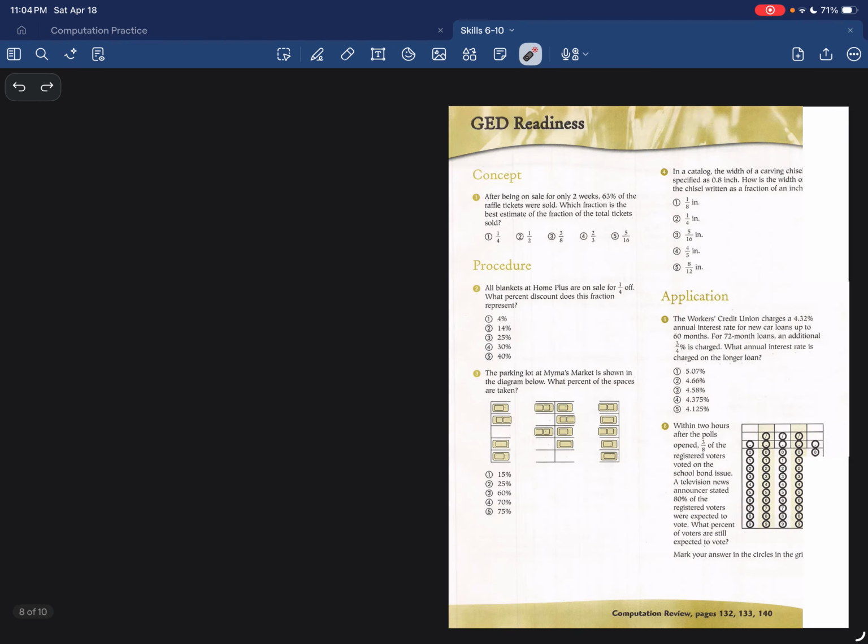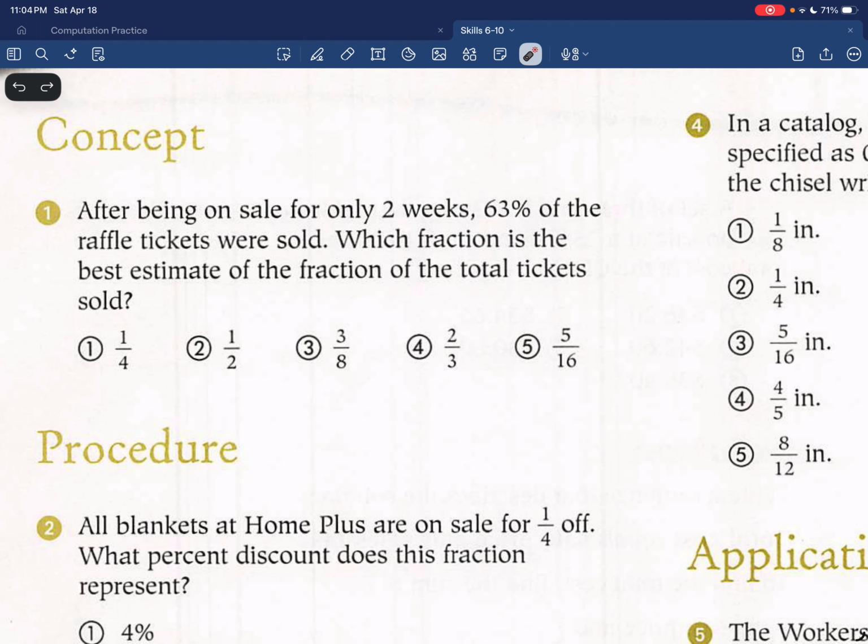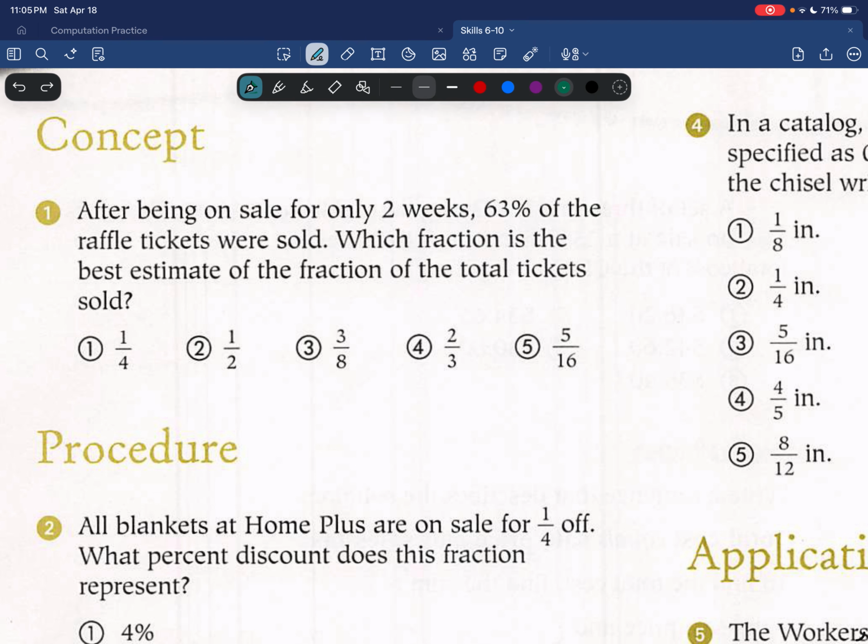All right, page 31. Here is a concept. After being on sale for only 2 weeks, 63% of the raffle tickets were sold. Which fraction is the best estimate of the fraction of total tickets sold? I like this one because if we're talking about 63%, that means 63 out of 100.